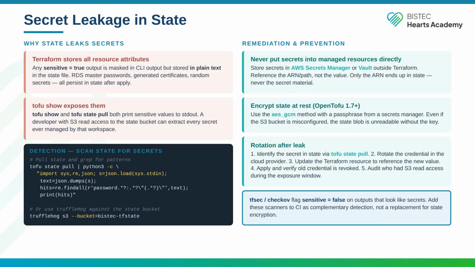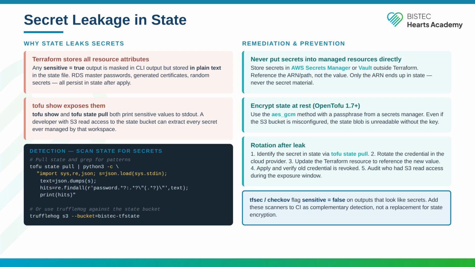Secret leakage through Terraform state is the most underappreciated security risk in infrastructure as code deployments. Terraform stores all resource attributes in state, including attributes marked sensitive: an RDS master password, a Redis authentication token, an IAM access key. All of it, in plain text, in your state file, in your S3 bucket, readable by anyone with S3 read access to that bucket.